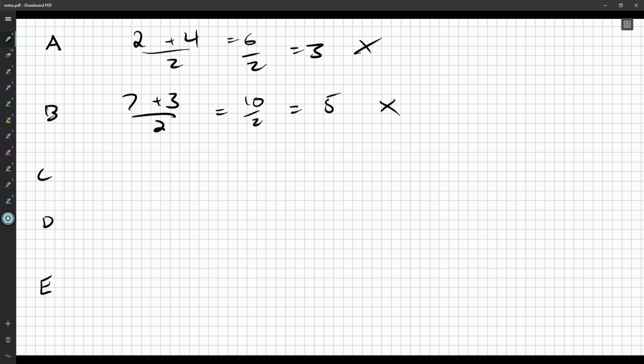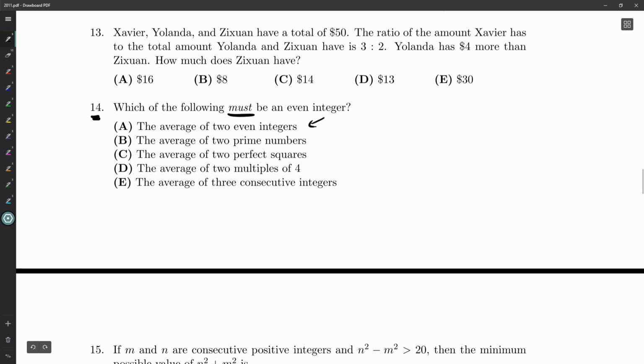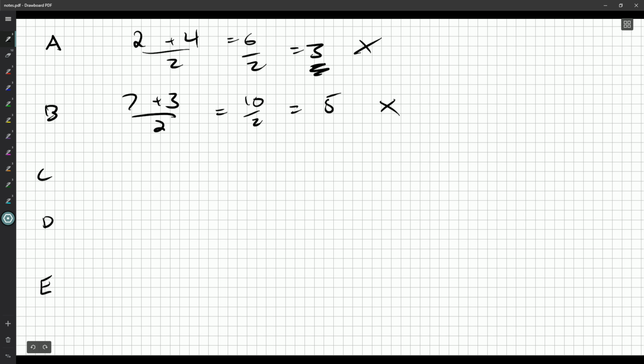So all we have to do to show that A or B isn't the answer is to find at least one situation where the conditions are satisfied, but you don't get an even number in the end. Okay? C, the average of two perfect squares. Well, again, you could just pick 1 and 4, and that'll not even be an integer. So again, that really fails.